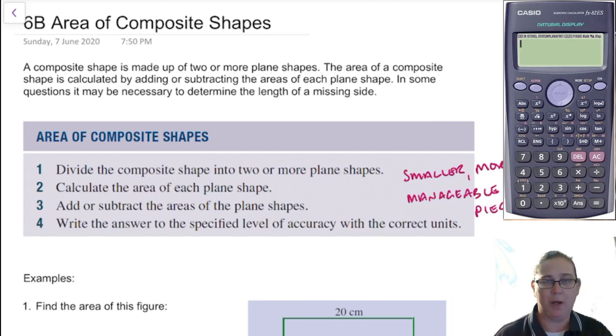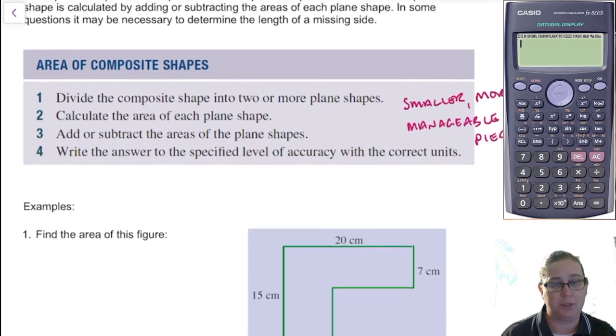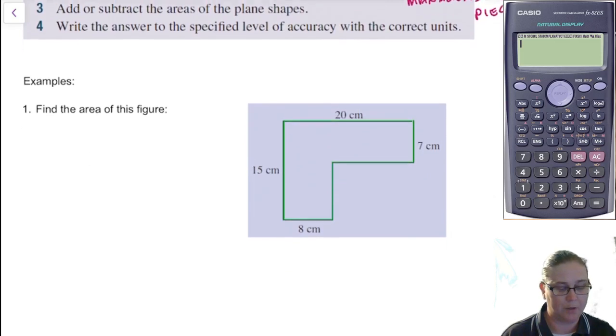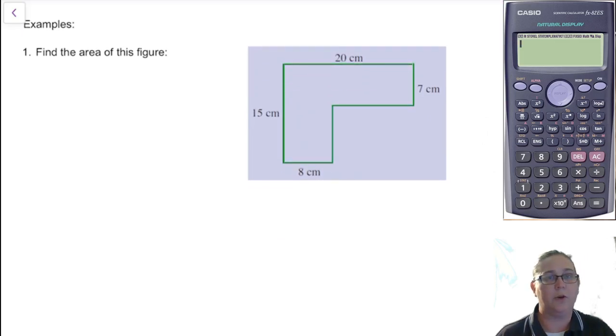In terms of how we actually do all that, if we need to add shapes together, we can add those together. If we need to take bits out, we can take bits out. So we can do a lot of different things with this method. Okay, let's have a look at our first example. We're going to find the area of this particular figure. Now, there's a couple of different ways that we can break this shape up.